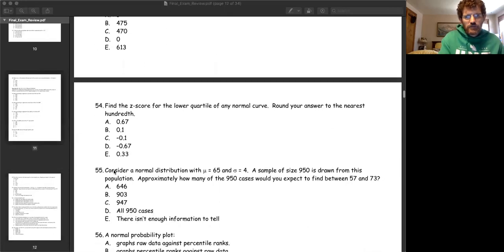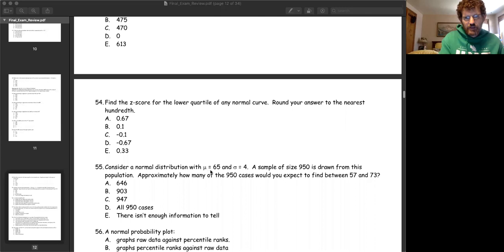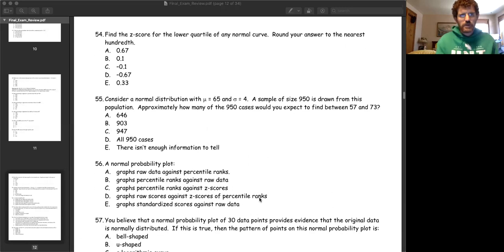All right, so in 55 right here, we've got a normal distribution with a mean and a standard deviation. A sample of 950 is drawn from the population. How many of these 950 will we expect to find between a certain range, 57 and 73? So this is not a sampling distribution question. It's basically saying, assuming that we got a random sample drawn from the population and is representative, how many of them should fall within 57 and 73?